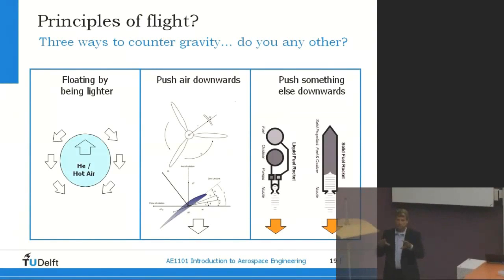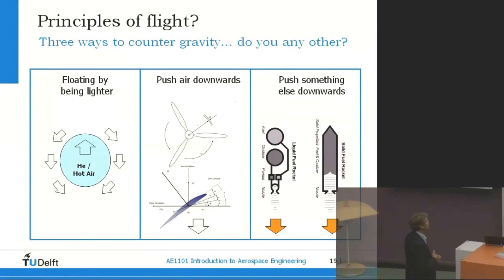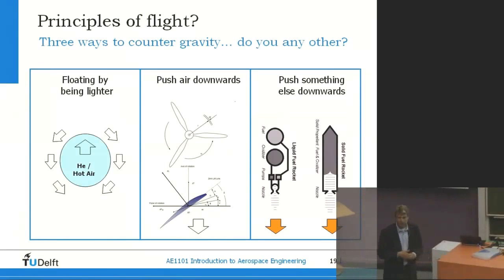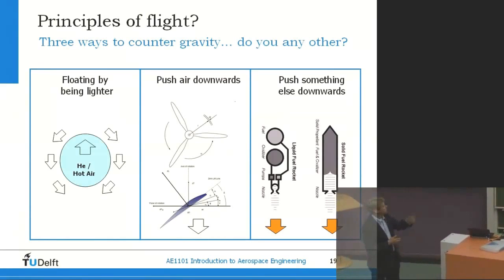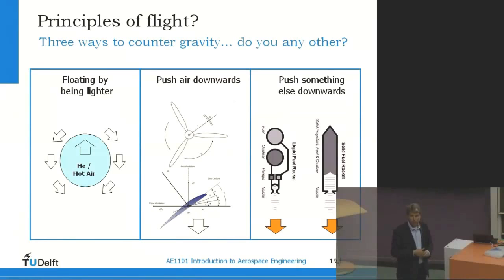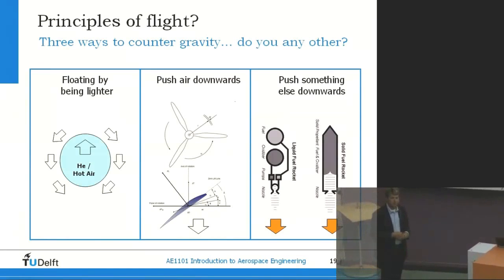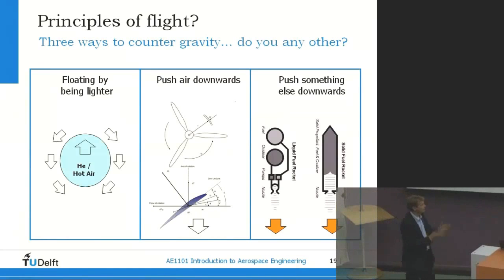If you zoom out a little bit more than the shape of the wing or the pressure over the wing, there are 3 general principles. One is being lighter than air, with helium or hot air. Second is push air downwards. That's what you do with the wing, which generates a pressure difference, but the net result is that you push air down, or a rotor does the same thing. And the other thing is push something else downwards, as a rocket does, for instance. They burn something and the gas they emit. Those are the 3, not the only, but the 3 principles that we normally use to fly.